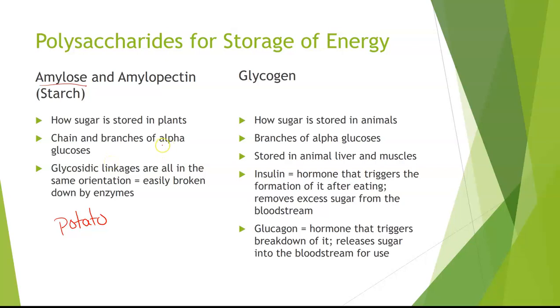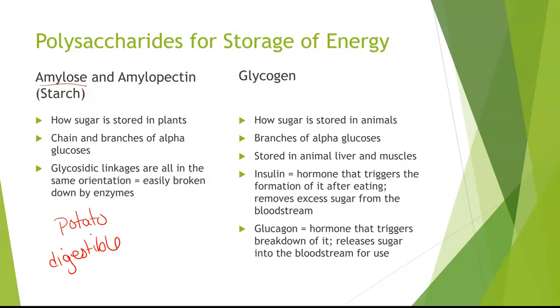They are all made of alpha glucoses, so that means that they are easily broken apart because it's all the same glucose. They're all lined up in the same orientation, and they can be easily broken down by enzymes, which is why starch is very digestible to people and to other animals as well. We're going to talk about some polysaccharides that are not very digestible in a couple minutes.